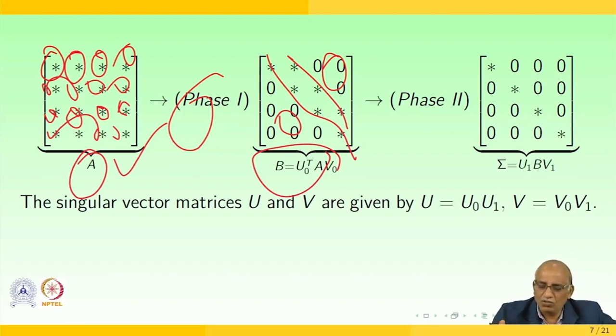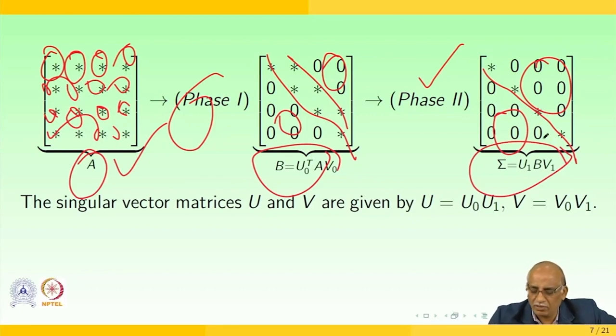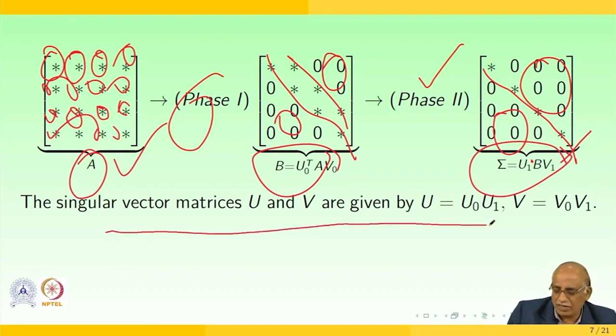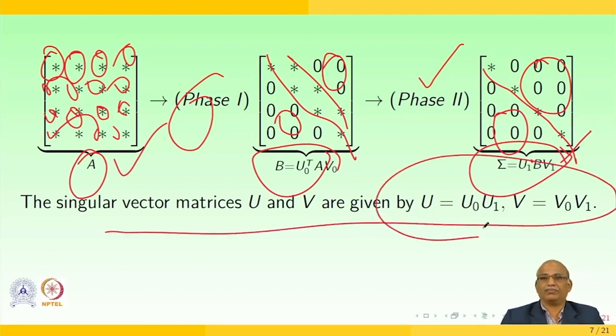And in phase 2, what we do is, this is the main diagonal and these are all zeros. And sigma is equal to U1 transpose B V1. So the singular vector matrices U and V are given by this form. That is, U is equal to U0 U1 and V is equal to V0 V1.